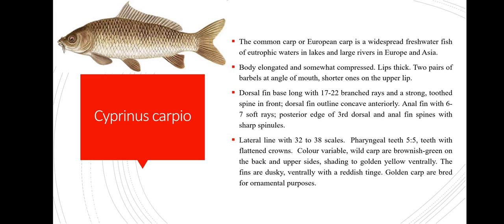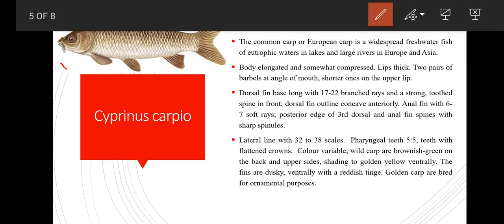Body elongated and somewhat compressed, as in the diagram. Lips thick, two pairs of barbels at the angle of the mouth, shorter ones on the upper lip. Dorsal fin base long with 17 to 22 branched rays and a strong toothed spine in front, dorsal fin outline concave anteriorly. Anal fin with 6 to 7 soft rays, posterior edge of the third dorsal and anal fin spines with sharp spinules.